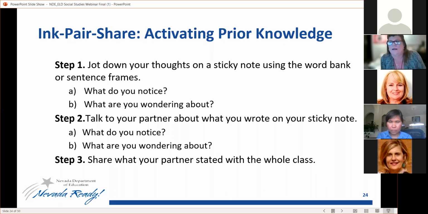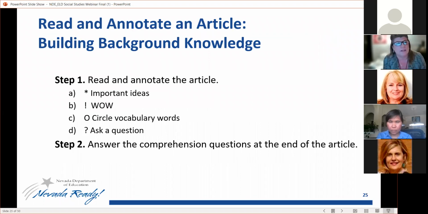All right. After the think, ink, share, you are going to build upon what they need to know. You are going to build their background knowledge and maybe clear up some misconceptions. Next slide. And in doing that, you could do either a read aloud and model annotating, or if you have already accomplished this with your students, you could just put up your reminders or an anchor chart on how to remember how to annotate.